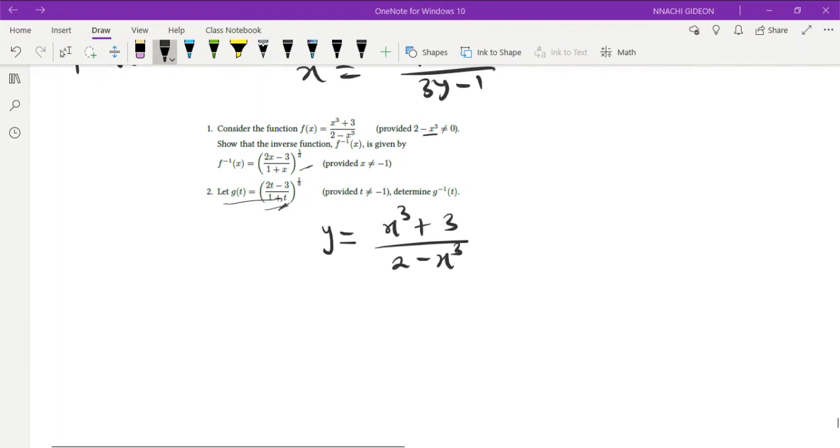Are you doing that, guys? Yes, sir. I got the cube root of (2y minus 3) all over (1 plus y). So you said cube root of what? 2x minus 3, all over 1 plus x, sorry. Okay, let me wait for others.